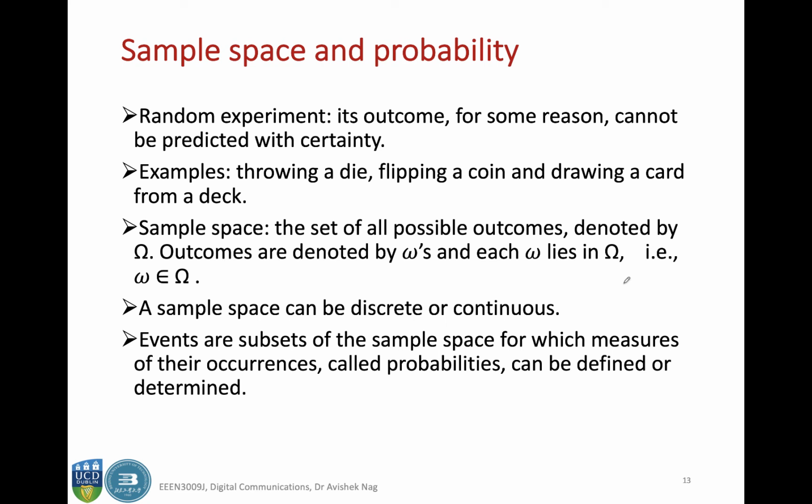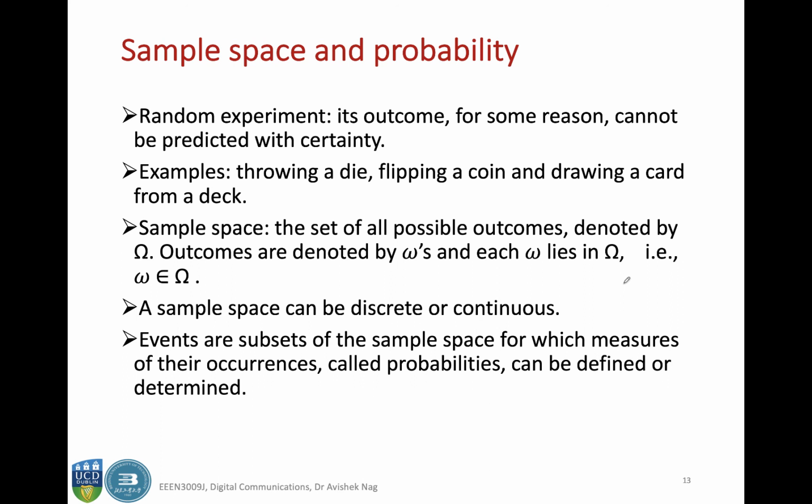So to begin with, the very basics of probability theory. Some of you might recall this from the previous modules which you have done. There are a few keywords that are associated with probability theory. The first thing is the random experiment. Basically, a random experiment is an experiment whose outcome, for some reason, cannot be predicted with certainty.